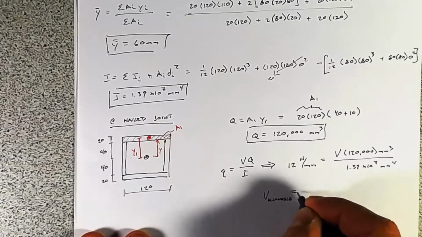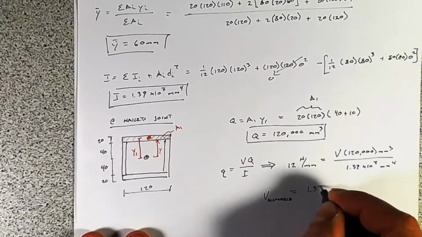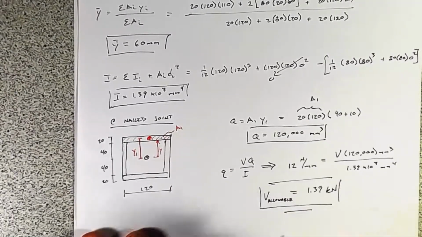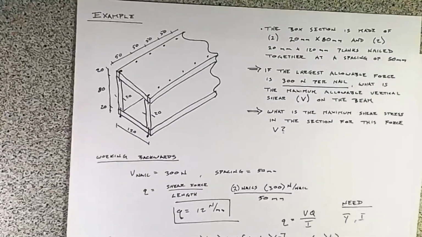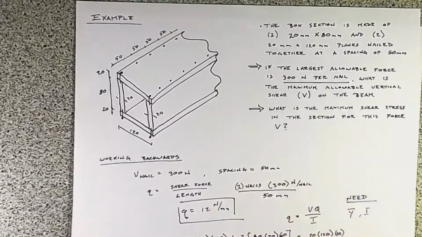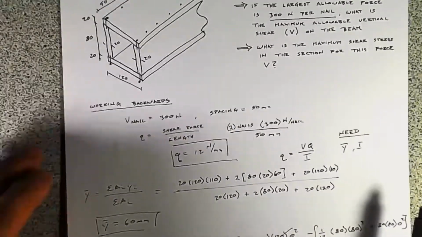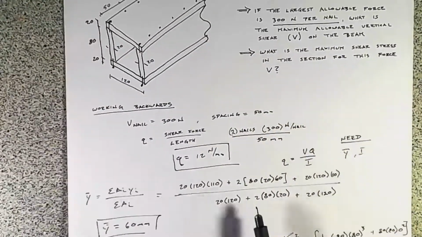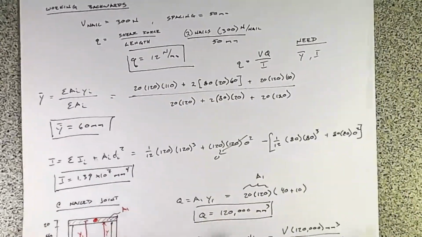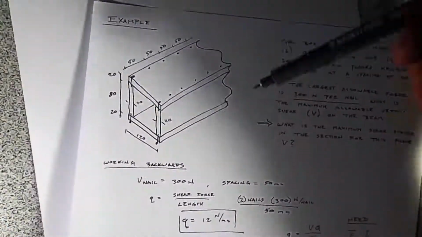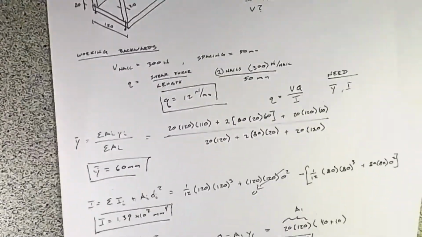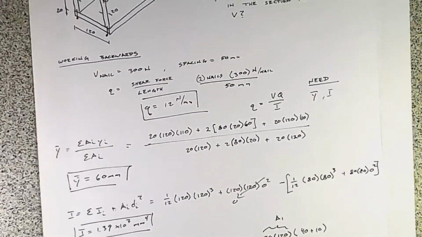V allowable equals 1.39 kilonewtons. So that means for this configuration, this section, if each of these nails can take 300 newtons, then just based upon the nail capacity and that longitudinal shear and that shear flow of 12 newtons per millimeter, the beam can take a load pointing downward, so along, parallel with the webs, of 1.39 kilonewtons.